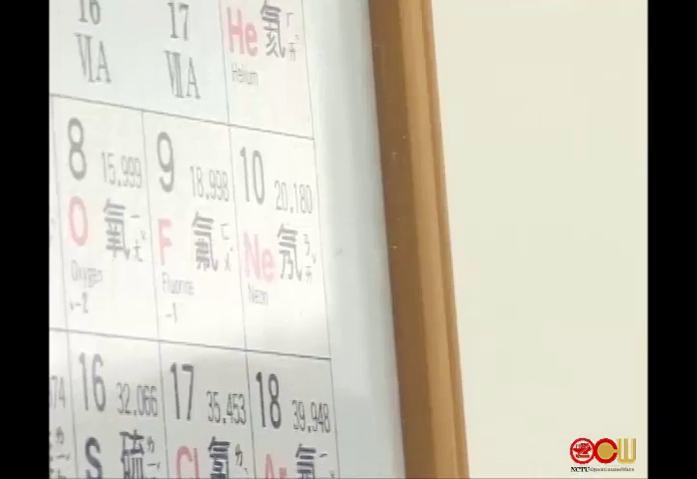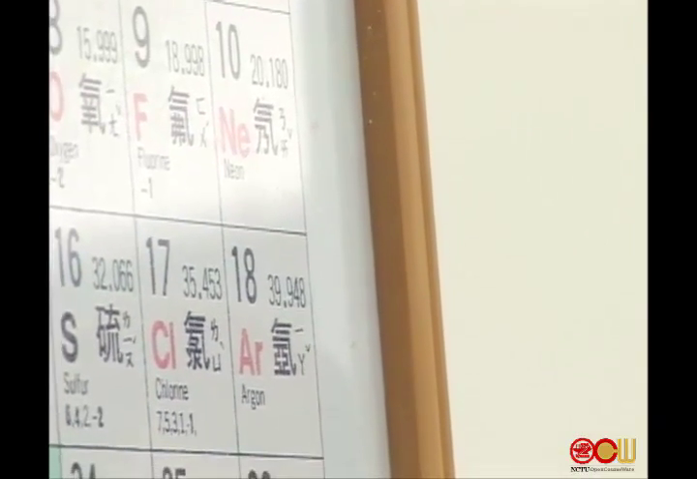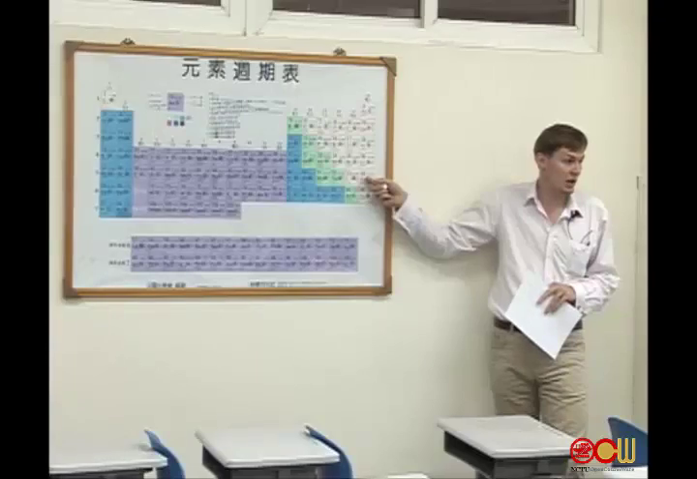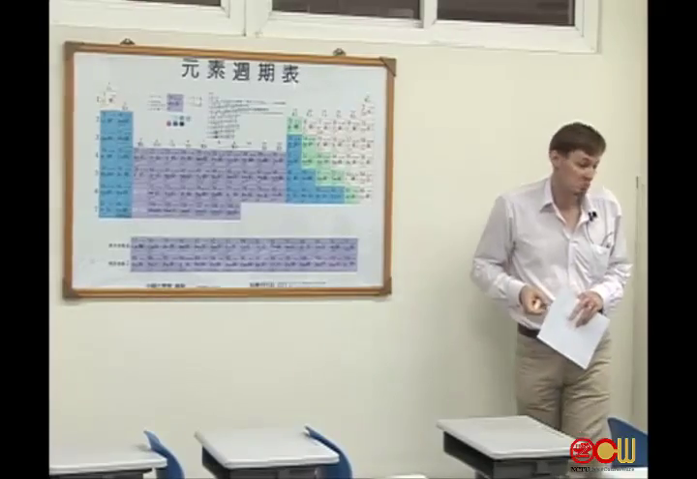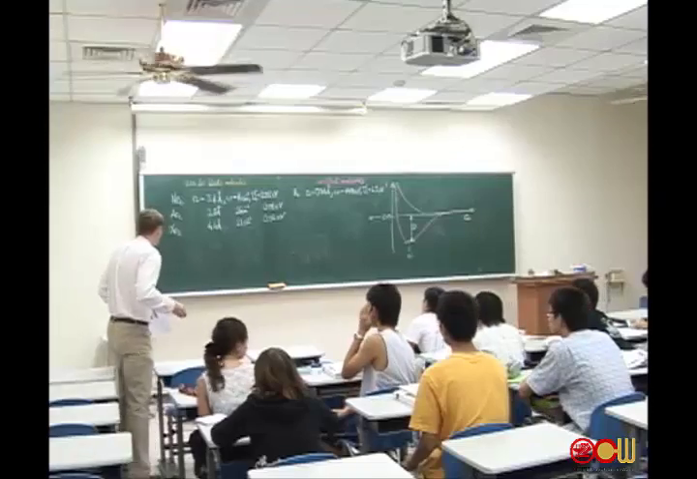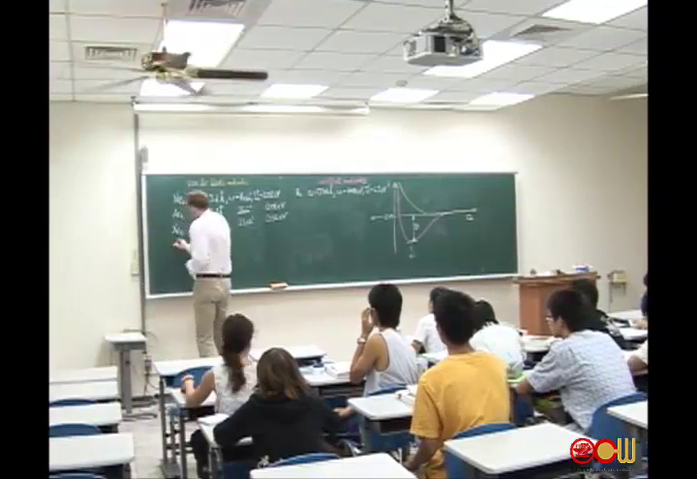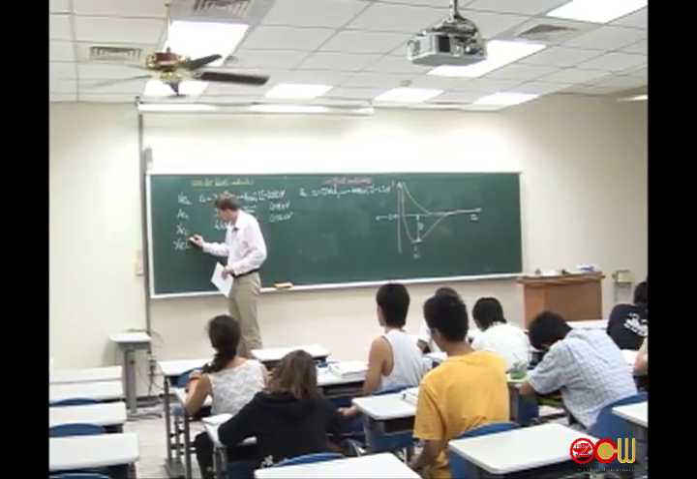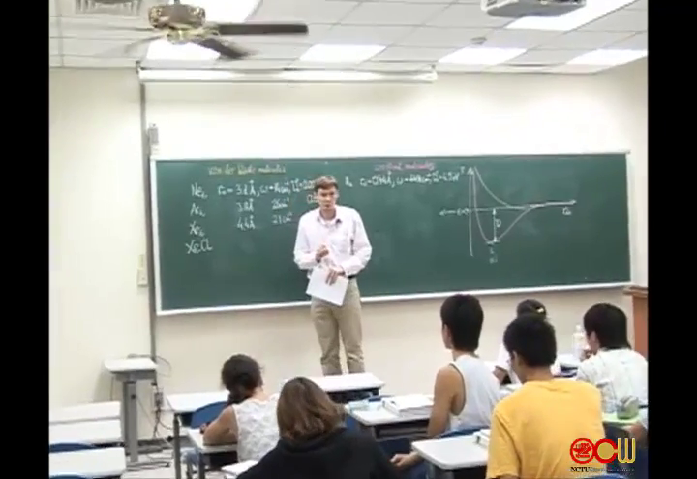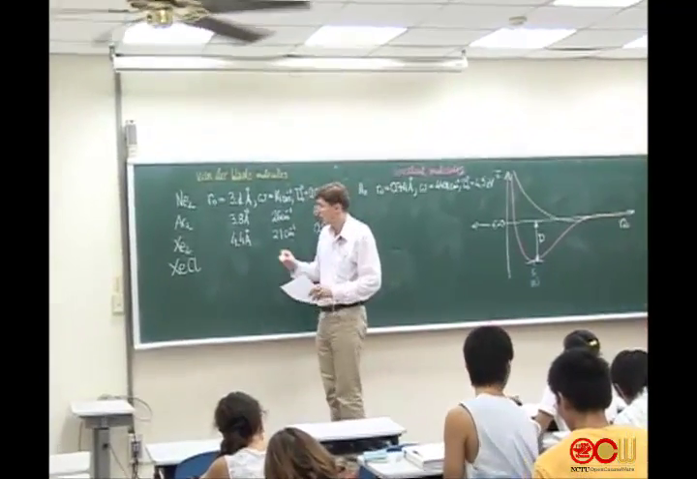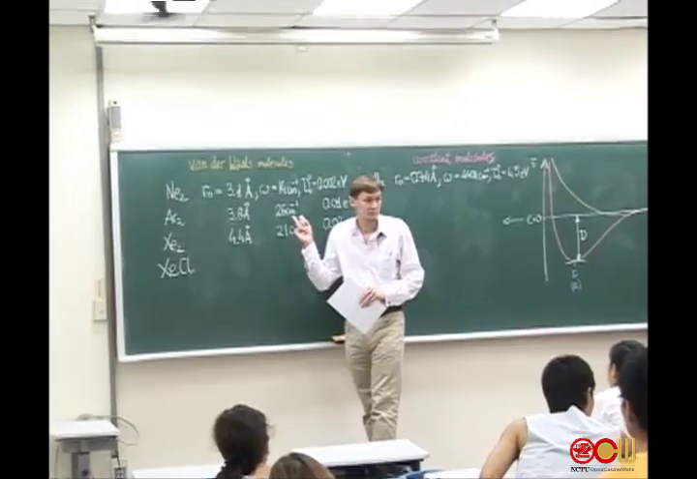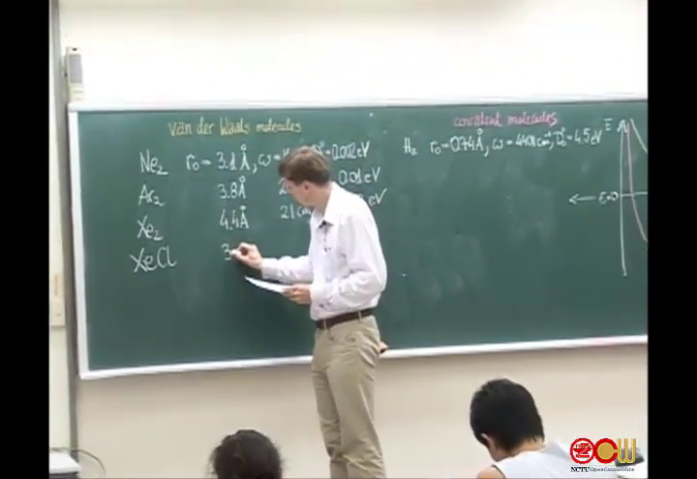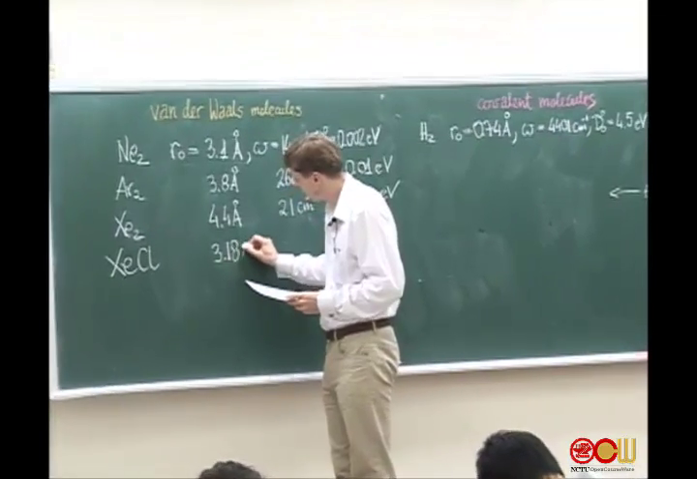Now what happens if you mix, xenon was the last one. What happens if you mix something which is closed shell and something which is open shell? This is an interesting question. So as an example of such a molecule, we take xenon chloride, which exists, surprisingly. All of them exist, as you see. And this xenon chloride has the bond length of 3.18 angstrom.